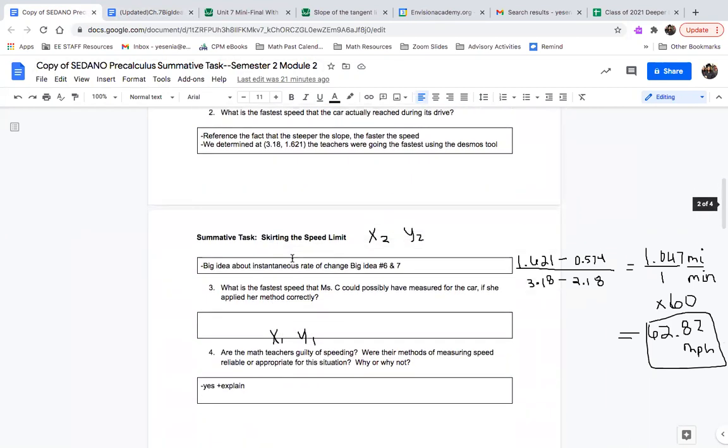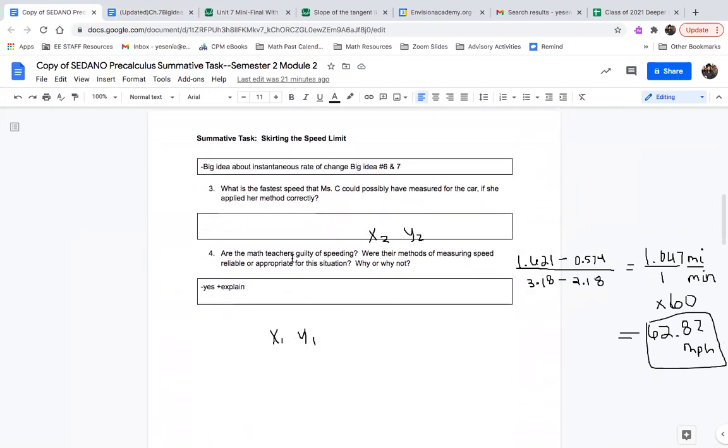Okay. So for number 3, when it says what's the fastest speed that she could have possibly measured for the car if she applied her method correctly, the fastest speed that we believe she could have gotten was around 62.82. Up to you if you want to also check a minute after the 3.8, like 4.8, using the tool. But I think we already have enough evidence that Miss C is not going to be able to find the true fastest speed because she's not able to do big idea number 7.